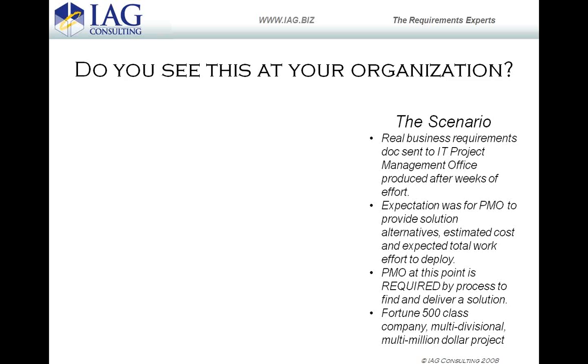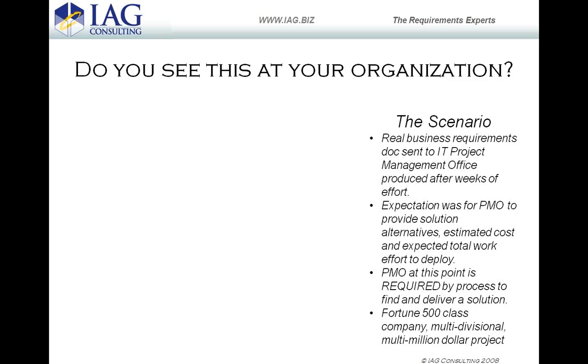But this is a real document sent to the IT project management office, and it was produced after weeks of effort with business stakeholders. The expectation was that the PMO was going to provide solution alternatives. By business process, the PMO had to provide solution alternatives, estimated cost, and estimated total work effort to deploy this thing, and they were required by the process to deliver the requested solution. So they had to do this.